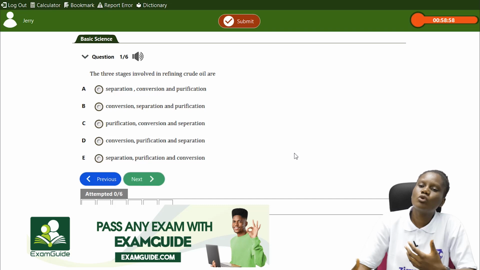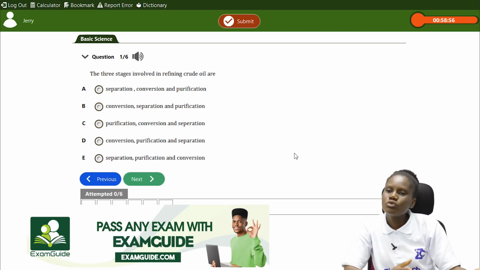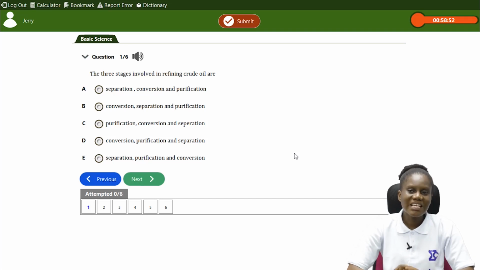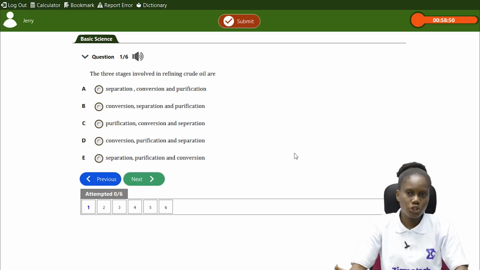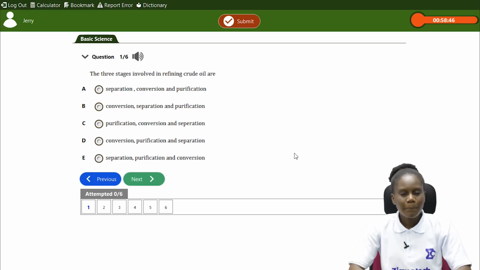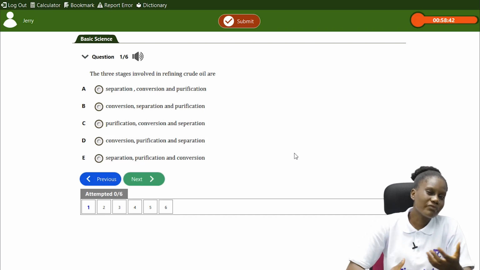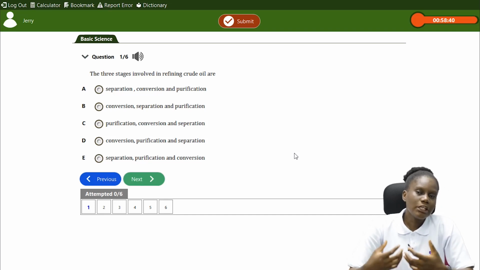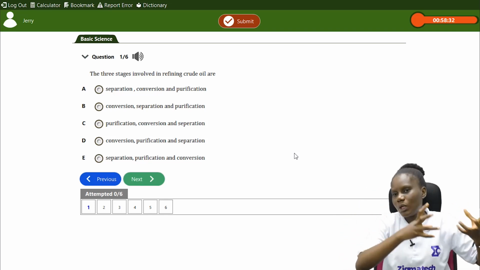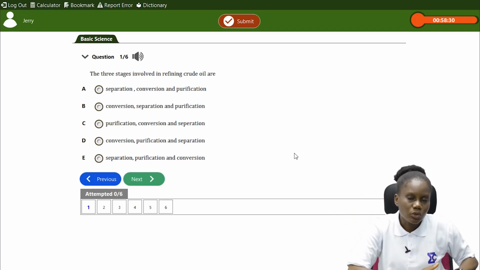So if you go quickly down memory lane, you're going to know that the first one we talked about was separation, where I specifically mentioned distillation. The method used is fractional distillation, where we pass our crude oil through the fractionating column. Each of those hydrocarbons is deposited based on its boiling point. That is how you get them. So the first one is separation.